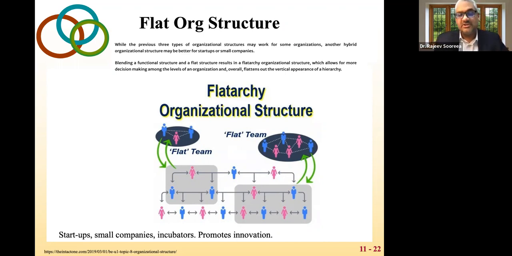One thing which is good in this structure is that I can have a fresh idea. I go into a different team, I talk about my idea, and people can work on it and get it executed. So it's quick and promotes innovation. But the problem is it sometimes gets very messy because there's no clear reporting, who's reporting to whom. So it works mostly for startups and small companies.